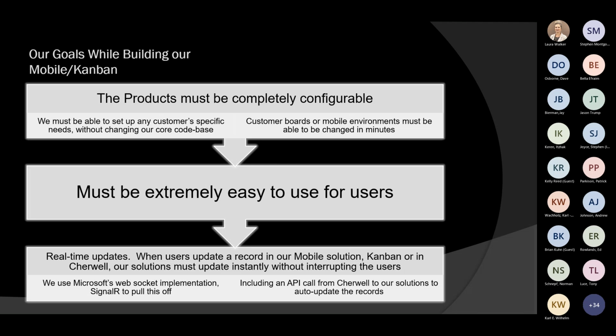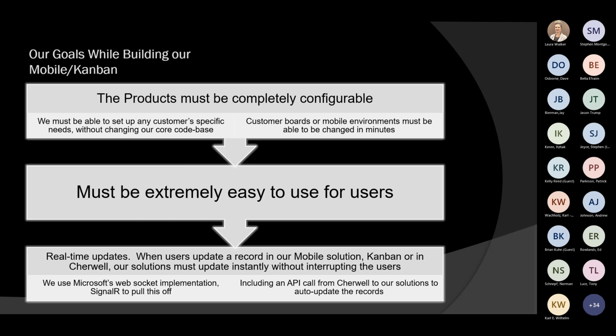But one of our goals was that the products must be completely configurable. So we wanted to write a framework that we could build products on. Cherwell's API actually makes that pretty easy, because it's a frameworky API. They don't have set API calls like a create incident API call. There is no create incident API call in Cherwell. There is only business object, so it becomes really easy to create reusable API calls for all the business objects in Cherwell.